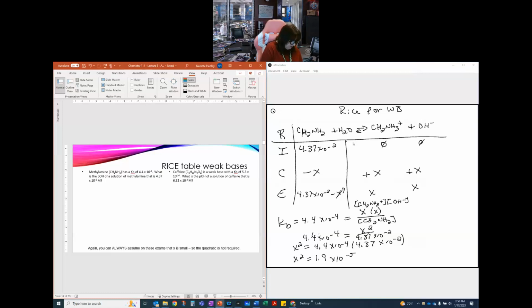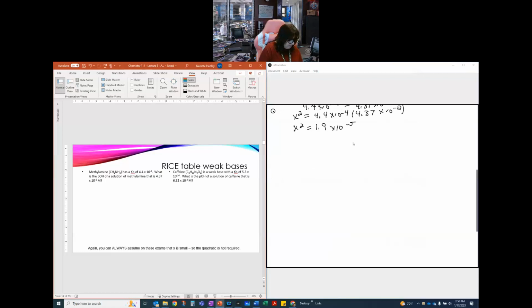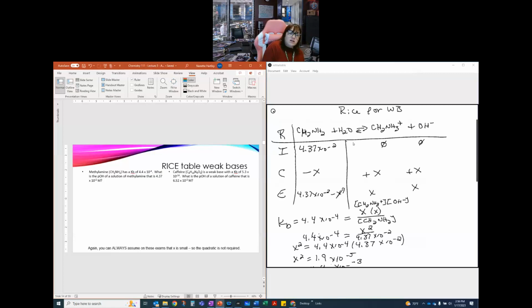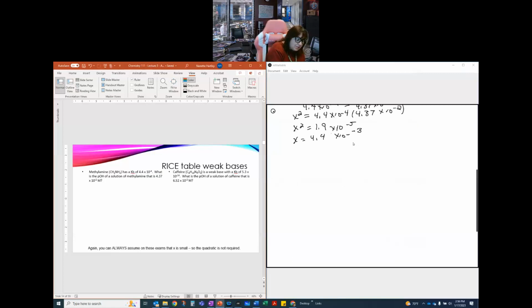And of course, if I take the square root of that, that gives me x equal to 4.38 times 10 to the negative 3rd. Actually, that should be 4.4 times 10 to the negative 3rd. What is that x again? That's my OH minus concentration.